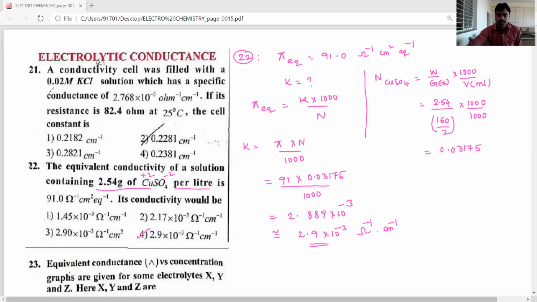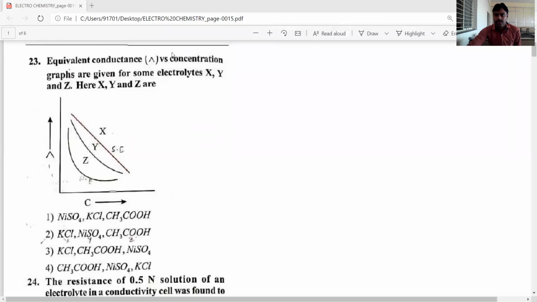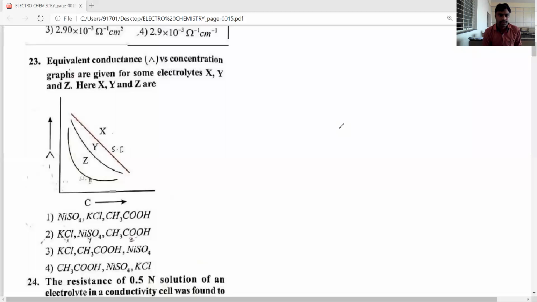Let's see the 23rd question. One graphical representation they gave, among which we have to identify X, Y and Z. 23rd. Okay, it's very clear. Strong electrolytes: equivalent conductance or molar conductance with respect to concentration. As concentration increases, their conductivity decreases, and it is a straight line for strong electrolytes.